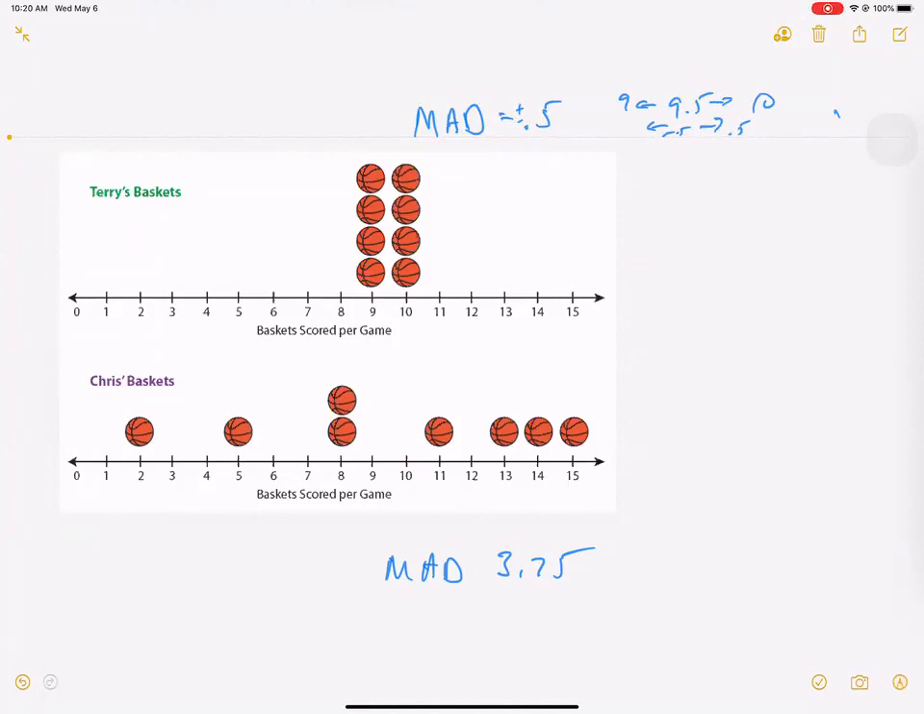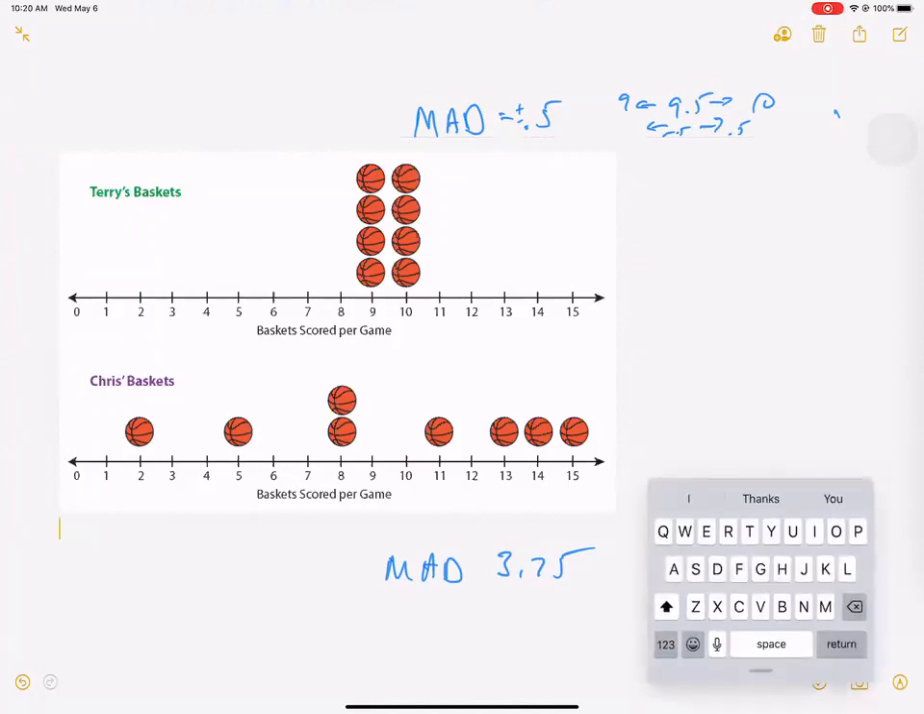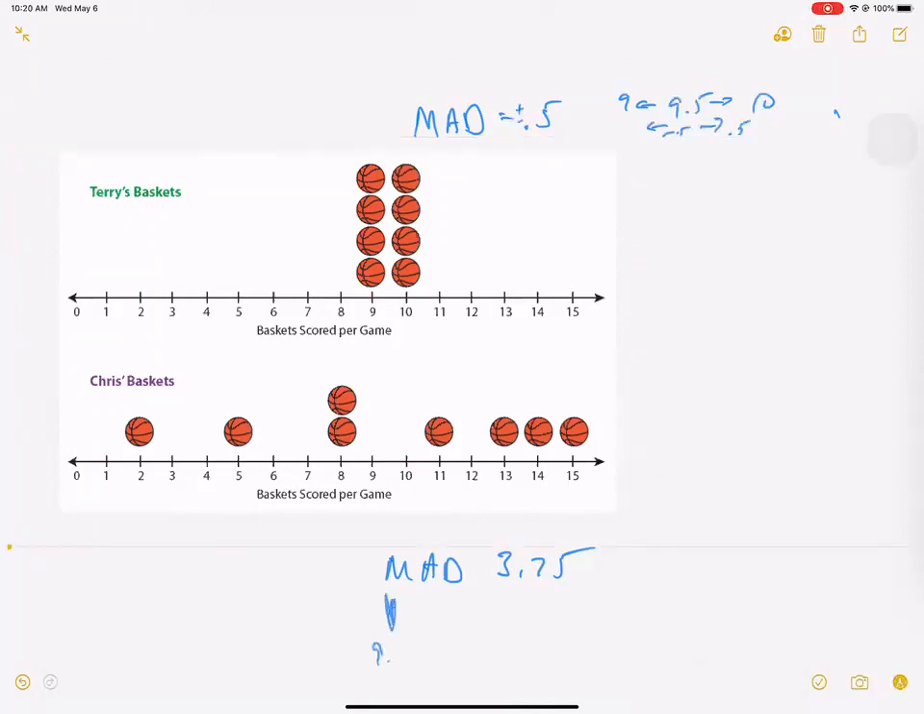Because the mean deviation isn't very far away. But if I look at Chris's basketball games, his scores are really spread wide. And the mean absolute deviation shows, sure, his mean is right here at 9.5, but his scores widely vary by up to 3.75 points. So we can see the numbers are not as bunched together, just with a simple number.